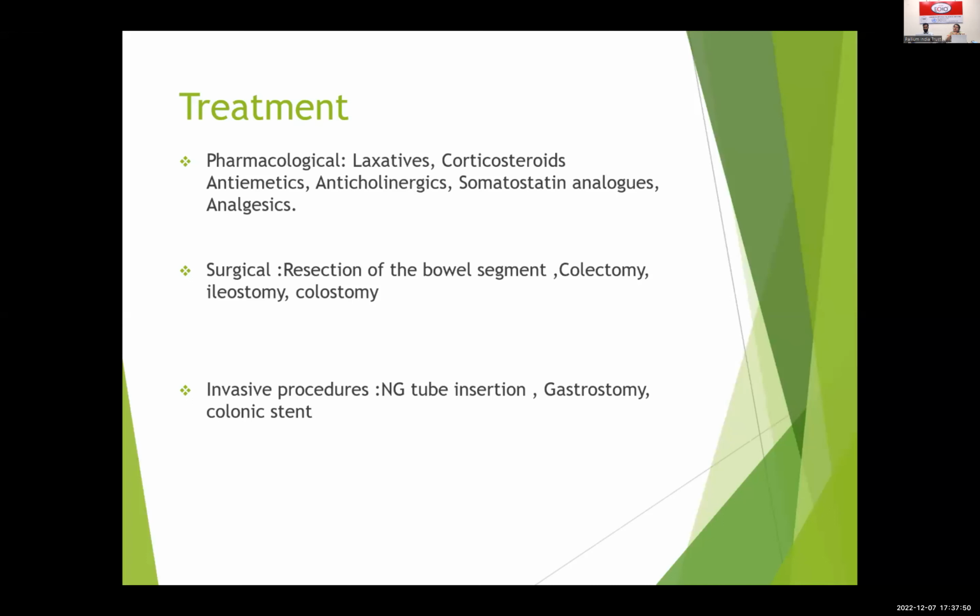So in NG tube insertion, definitely it is a bit difficult for the patient. Always ask for the patient's consent. Only then you insert your NG tube.